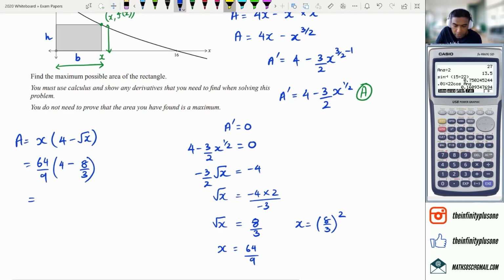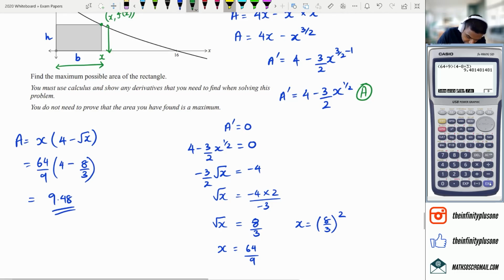Always click on the wrong calculator. So 64 over 9 multiplied by 4 minus 8 over 3. So 9.48 is the maximum area you could actually get. Correct solution with correct derivative gets you guys a merit. But as I said, achieved is for the area function differentiated.